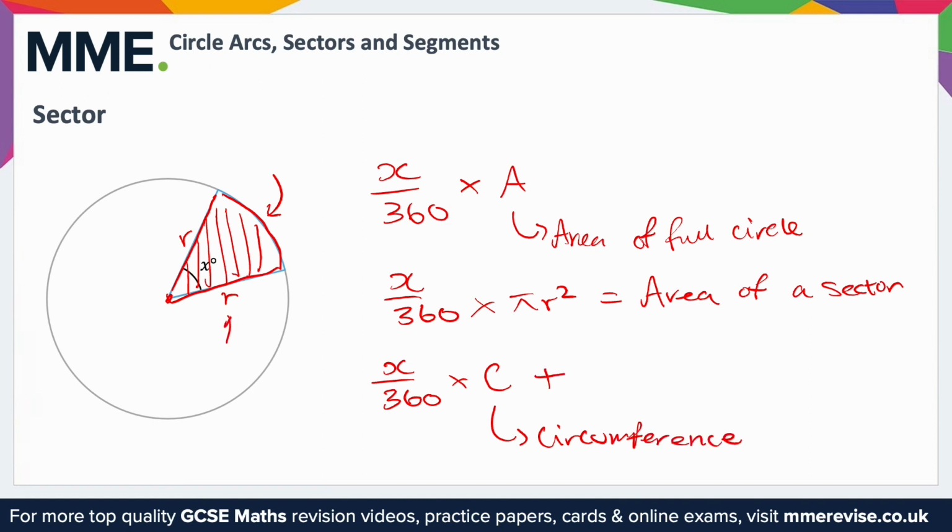Plus, remember we had a radius and another radius, so plus 2r. And again, this equals the perimeter of a sector.